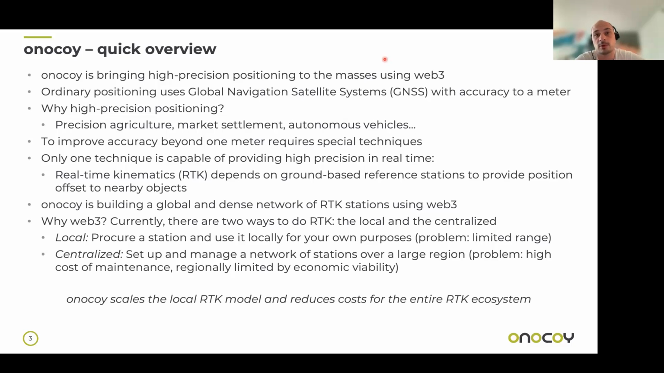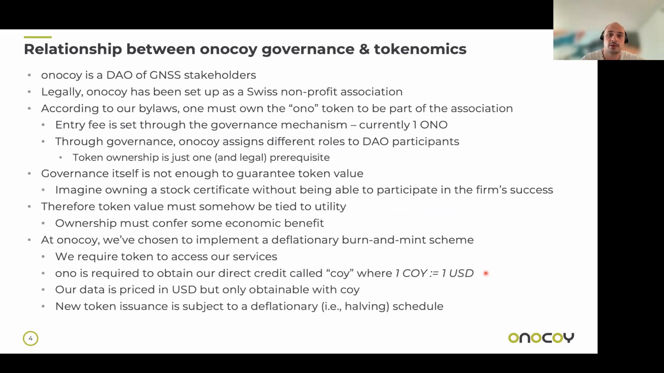But also what we do is, by decreasing these maintenance costs across the entire economy, we're basically making things cheaper for everybody. So for some reason, I can't switch slides. So let me then talk to you a little bit about Onocoy governance and tokenomics.